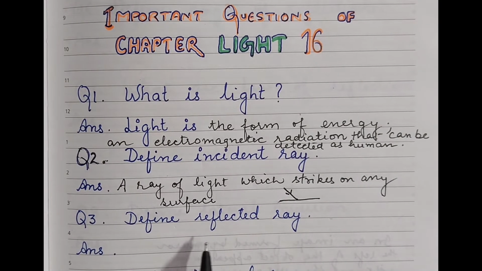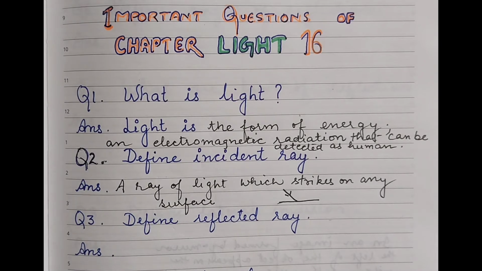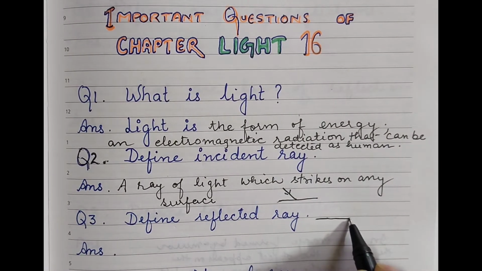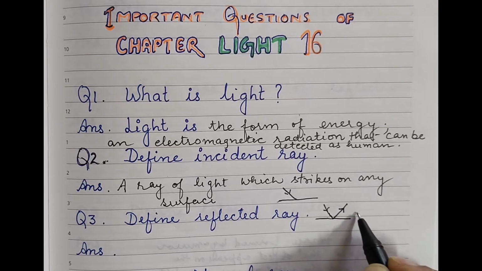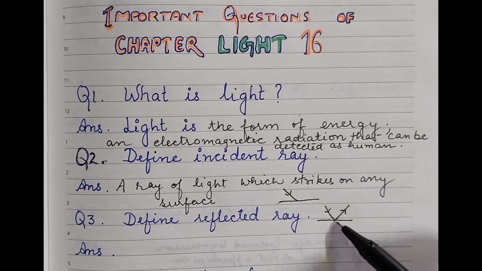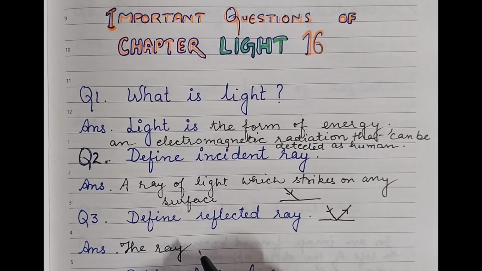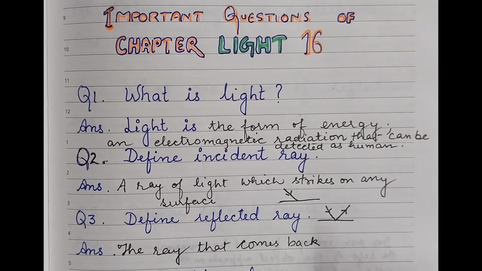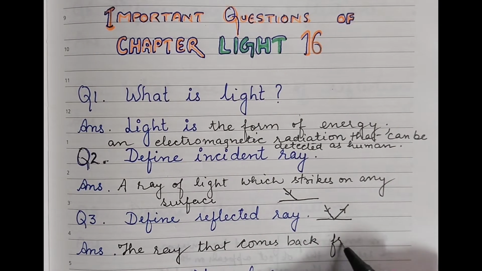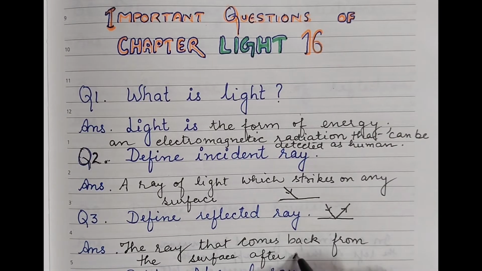Clear? Question number 3, define reflected ray. Like this incident ray, the ray of light that comes back from the surface after reflection. For example, this is the surface, this is the incident ray. When it strikes on the surface, it reflects, and the reflected ray is this ray which comes back from the surface. Okay, write down the definition. The ray that comes back from the surface after reflection.